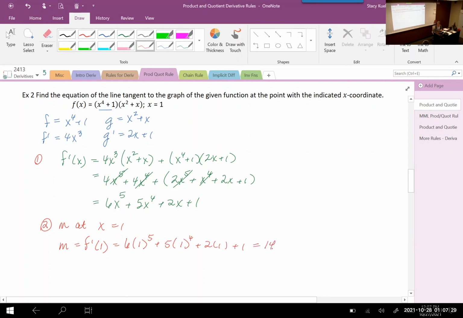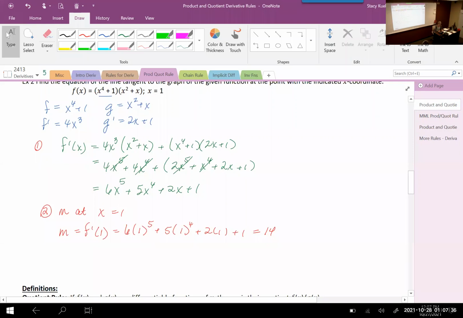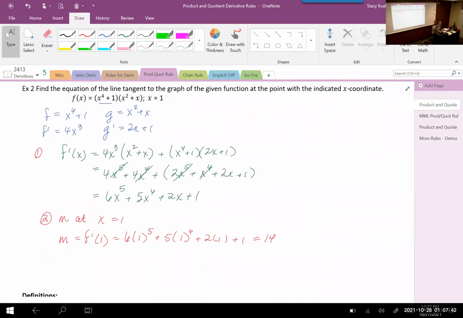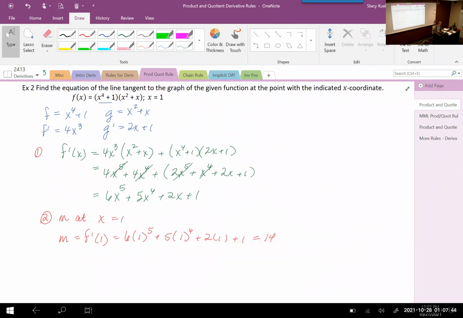So we get 14 when we evaluate the derivative at 1. In order to use the point slope formula, I have to have a point. And at this section of the game, I don't have a point yet. So the third thing I'm going to do is find the point on the curve, which is the original function.